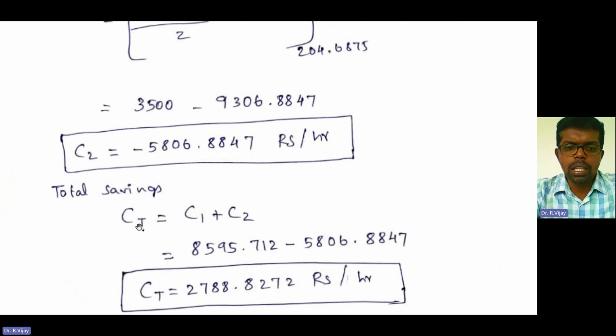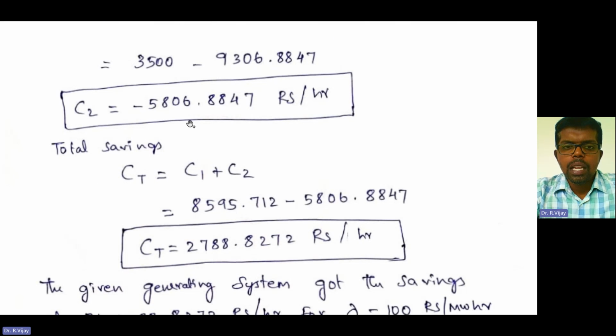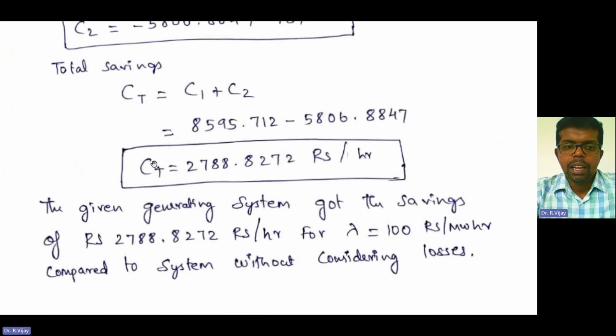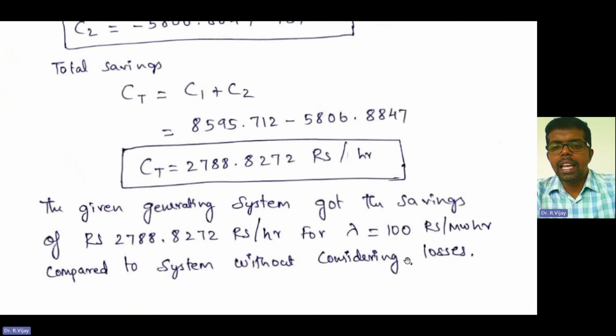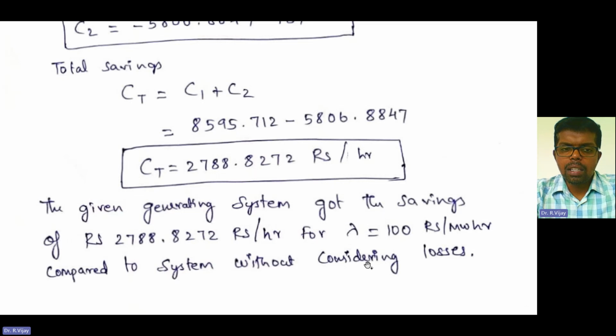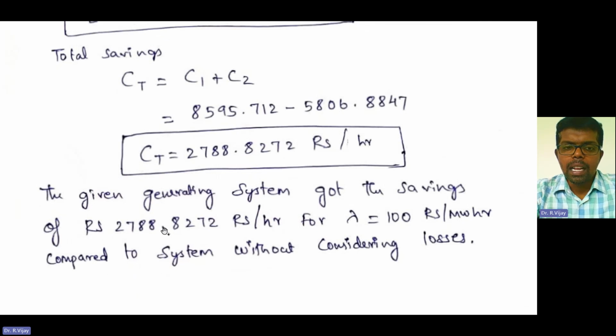So what is the total savings? Total savings CT is equal to C1 plus C2. That is 8595.712 minus 5806.8847. Calculating, we get the total savings as 2788.8272 rupees per hour. So for the given generating system, we got savings of 2788.8272 rupees per hour for lambda equal to 100 rupees per megawatt hour, compared to the system without considering the losses.